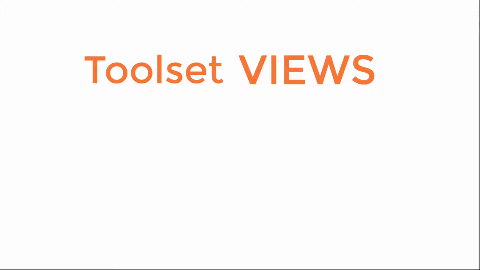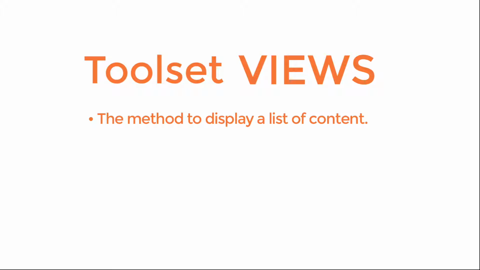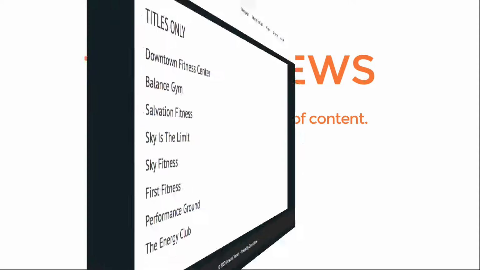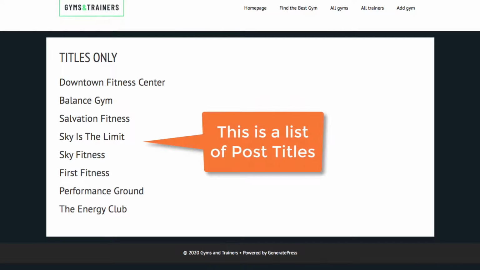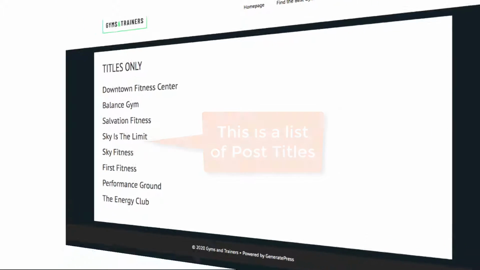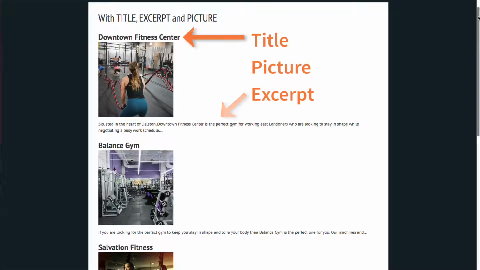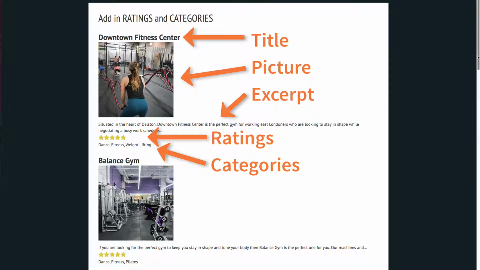Views are a very important part of Toolset. It's how you display a list of content. For example, we can list out all of our posts by title only, or by title, excerpt, and with a thumbnail picture. In these gym posts, there's also ratings and categories, so let's display them as well.